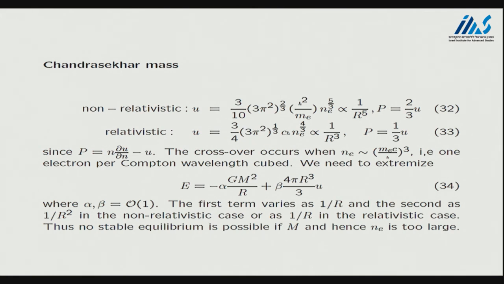The first term varies as 1 over r, and the second as 1 over r squared in the case of non-relativistic physics. And so there is a critical point. On the other hand, in the relativistic case, both go as 1 over r, and there is no stable configuration. This, of course, is a very crude argument.